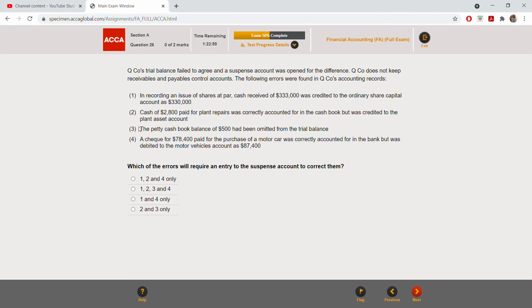Okay, and the third statement. Petty cash balance 500 has been omitted from a trial balance. Okay, suspense account is needed because you debit in the petty cash and credit in the suspense account 500. First one and the last one.